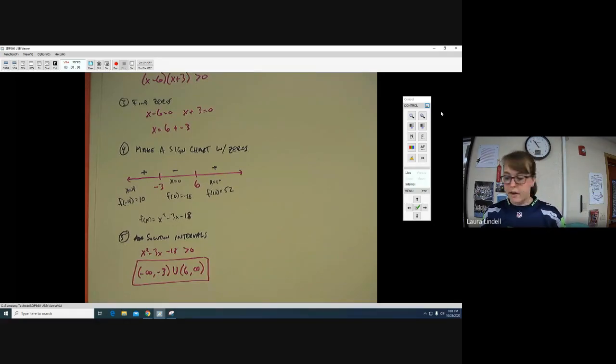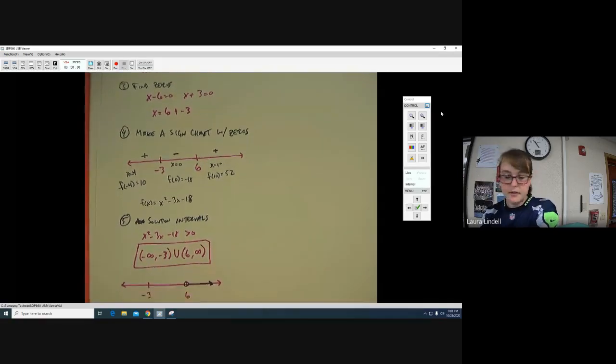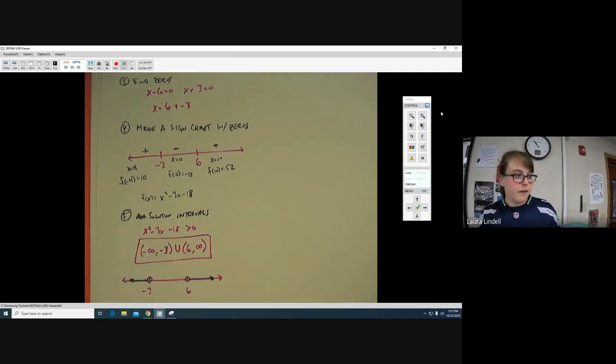If we were looking to plot it on a number line, then it would be an open dot at 6 and an arrow pointing to the right on your number line, an open dot at -3, and an arrow pointing to the left on your number line. And it's an open dot because it's strictly greater than, not greater than or equal to, because -3 and 6 are the places where the function is 0. Okay.